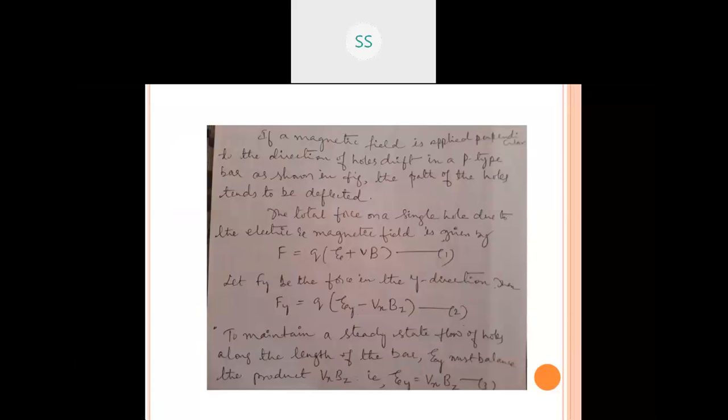So you just observe equation 3. What was equation 3? Ey is equal to Vx into Bz. So from equation 3, the y component of the electric field Ey is equal to Vx into Bz. But from the previous derivation on the conductivity and mobility topic, what we have is the current density J equal to q P naught into Vx.